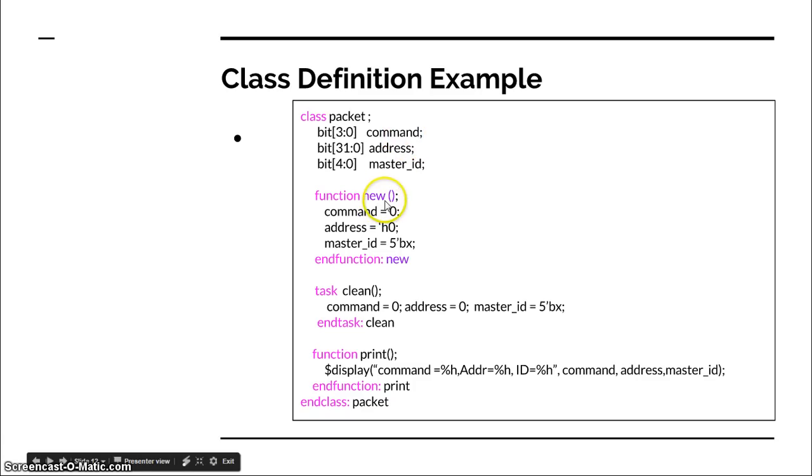Within the class there should be a function called new, where you actually instantiate a class and assign a handle to it. When you call the new function, by default the members of the class are assigned some value. In this example, the command is assigned 0, address is assigned 0, and master ID is assigned the unknown value. This is just another task which will clean up all the data members, and this is another function which will print all the data members. You'll be more familiar when you go through more examples in the next slides.